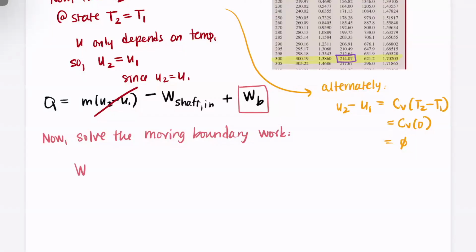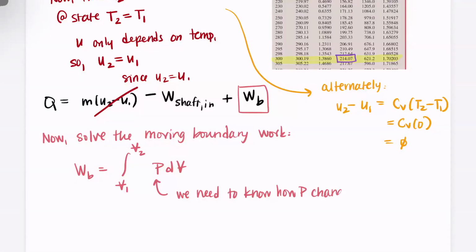Okay, so WB is by definition the integral from volume 1 to volume 2 of P dV. Pressure changes with volume though, right? So we need to know how pressure changes as a function of volume. So we need to know how P changes with V.